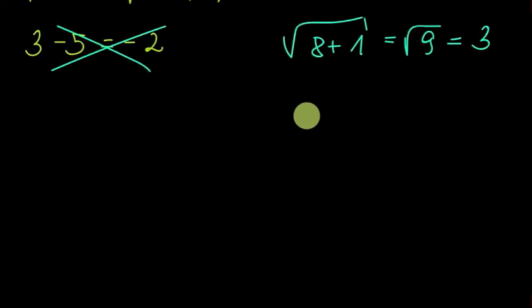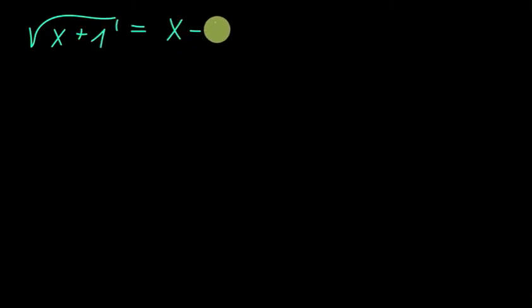However, I want to show you how you can solve this maybe a bit easier. At least for me it is easier. So let's say we have our original equation, square root of x plus 1 is equal to x minus 5.